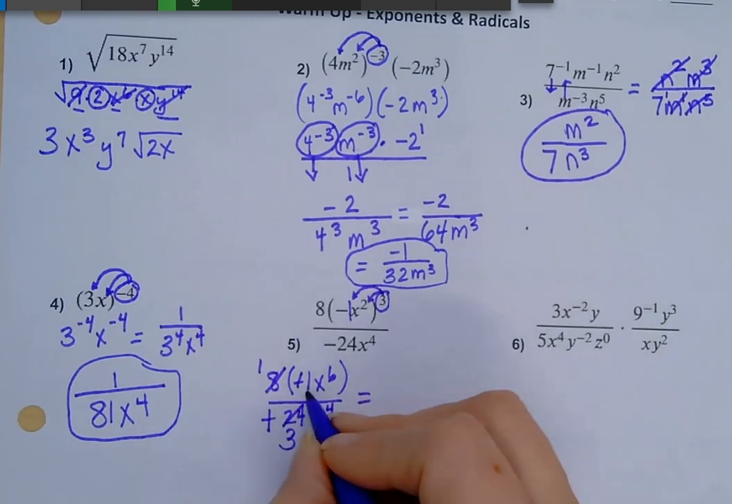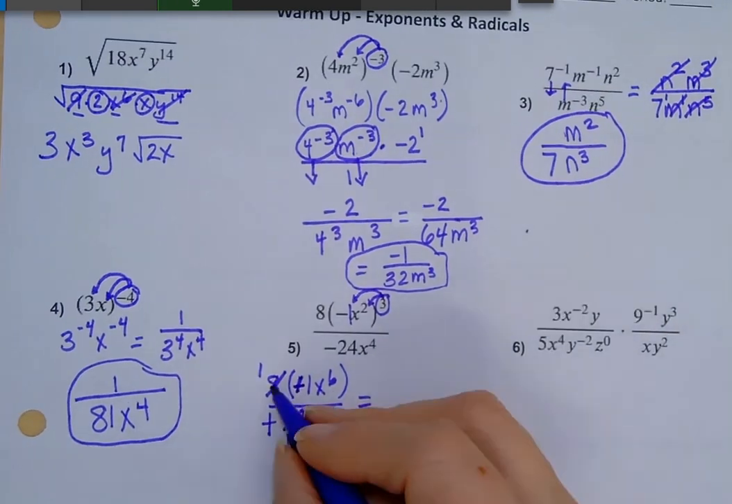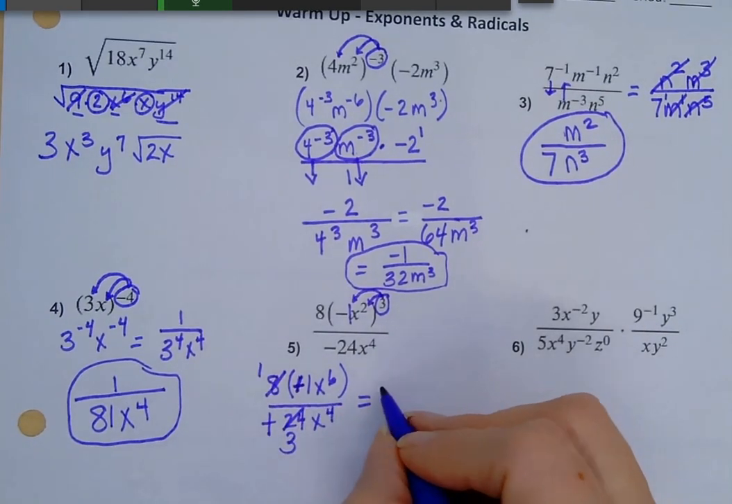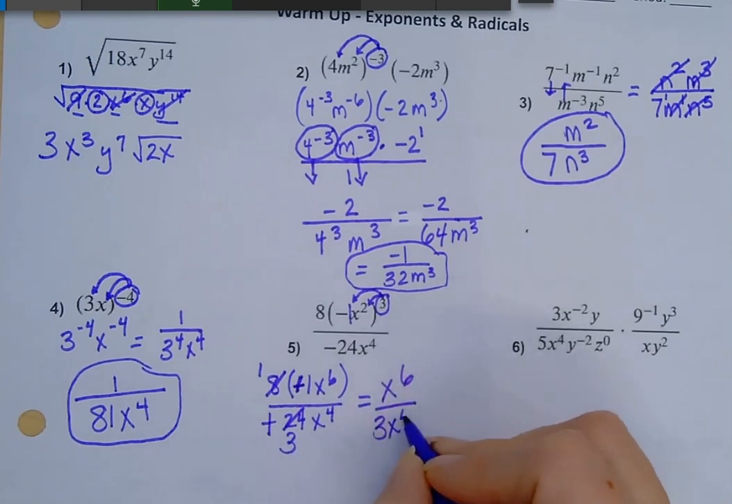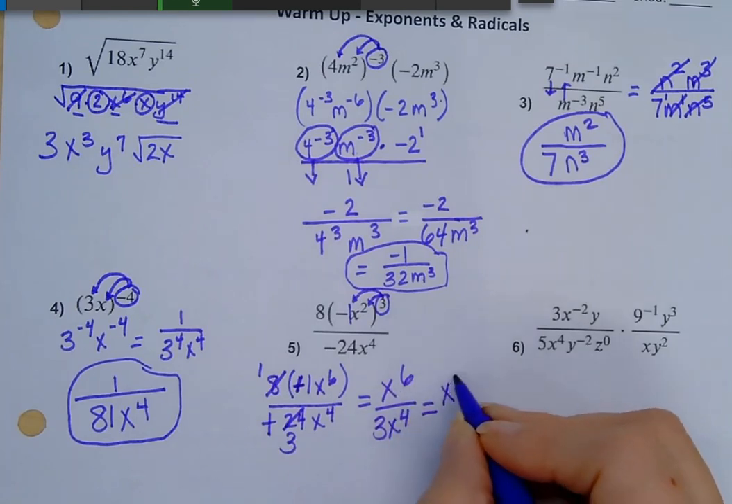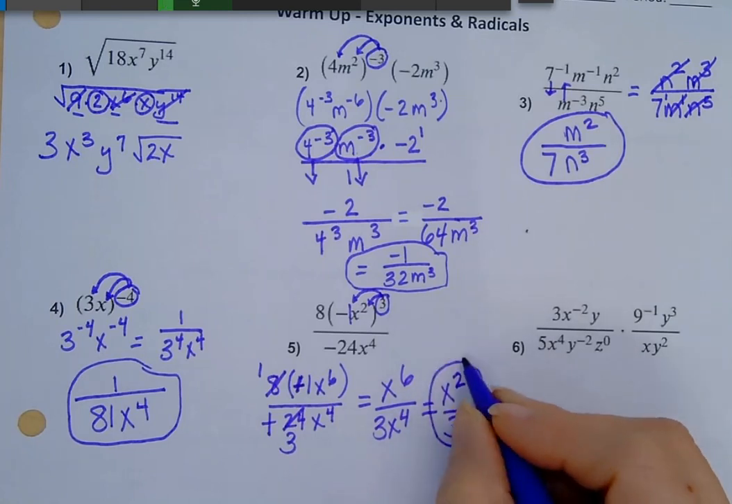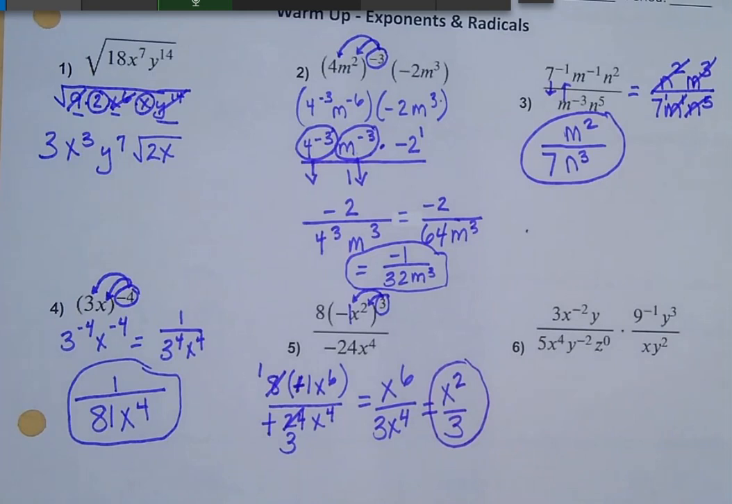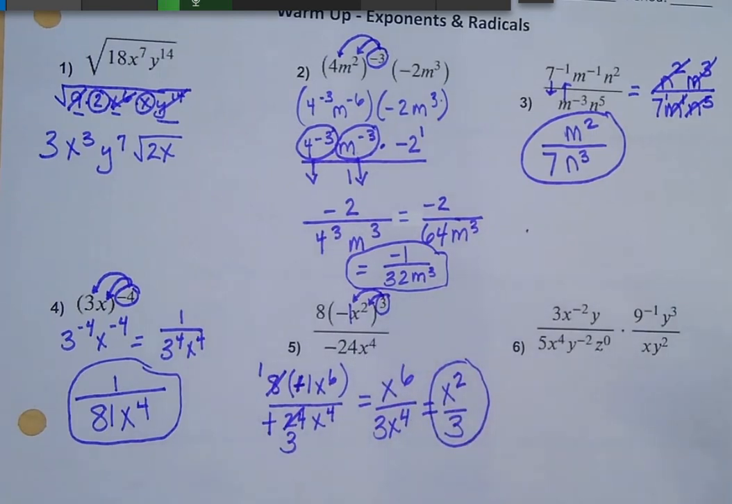Okay, so I have 1 times x to the 6th. This is just positive 1. It's not plus 1. Okay, 1 times x to the 6th. So my numerator is x to the 6th. My denominator is 3x to the 4th. And I'm going to simplify that. X to the 6th over x to the 4th is going to be x to the 6 minus 4, which is x squared, over 3. That should be my final answer. Okay, there are a couple different ways that I could have done this. I could have said 8 over negative 24 is 1 over negative 3, and then simplified after that. But this should be my answer.